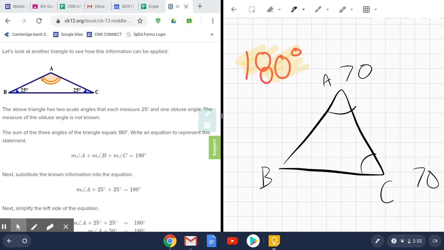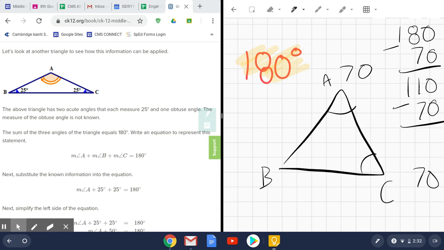How many degrees would angle B be? We know that angles have to equal 180, right? 180 minus 70 for angle A. Let's just get rid of that first. It would be 110 minus 70. Bring down the 0. We know that's that. So what's 11 minus 7? 4. So we would know it would be 40 degrees.